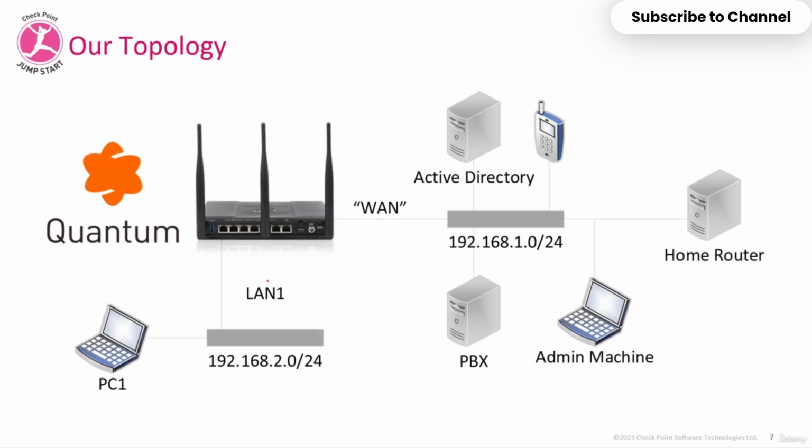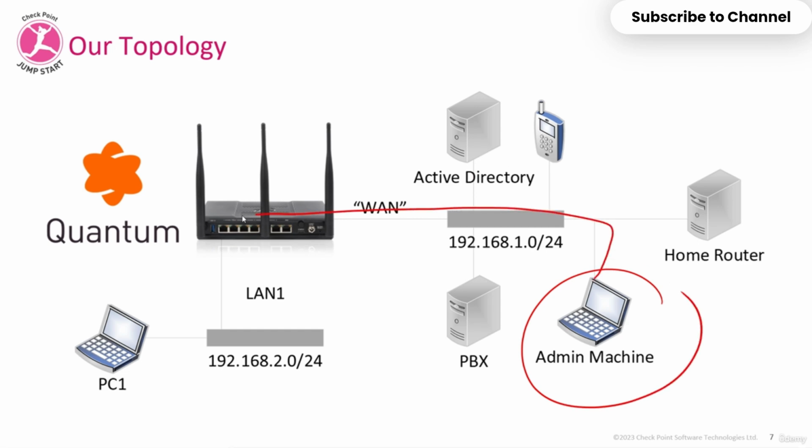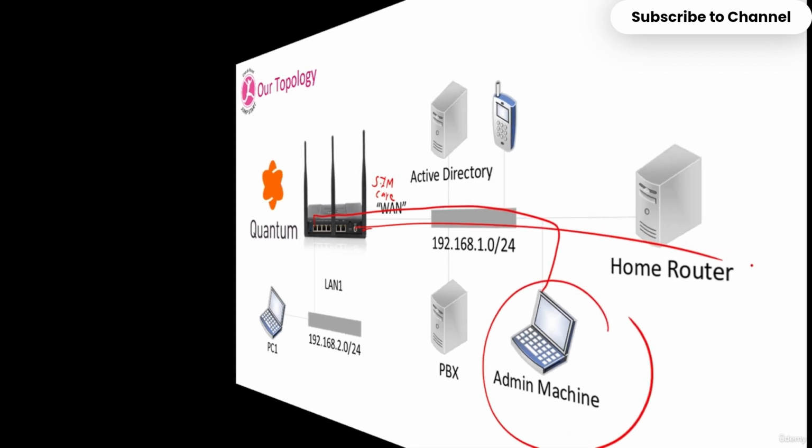So this is my topology. I'm going to connect my admin machine directly to the LAN 1 network, so I can go ahead and get an IP address and start managing the device. And actually in this demo, I'm going to connect my appliance using a SIM card to the internet using the cellular data package and not directly to my home router, just for this demo.